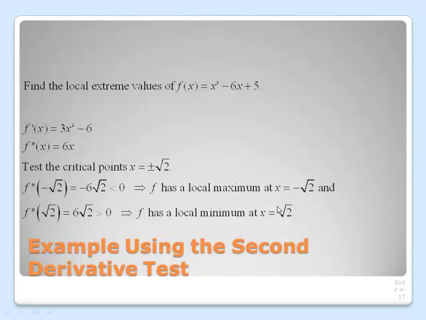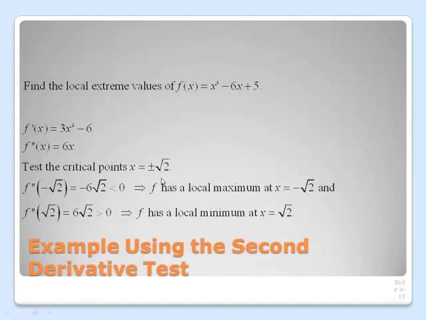Find the local extreme values of f of x equals x to the third minus 6x plus 5. We're going to use the second derivative test to find this. So we need to find both derivatives. The first derivative is right here, 3x squared minus 6, and then the second derivative is 6x. When I take my first derivative and I set it equal to 0 to find my critical values, then I will get plus or minus the square root of 2 as those critical values.